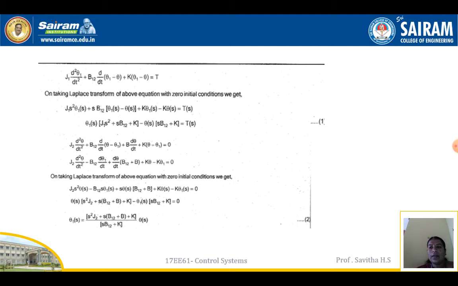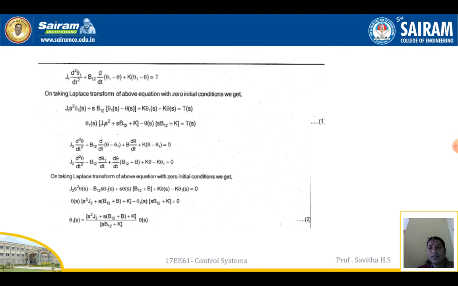So taking the Laplace transform, J1 s squared theta 1 of s plus s into B12 (theta 1 of s minus theta of s) plus K into theta 1 of s minus K theta of s is equal to T of s. So taking the common factor theta 1 of s, (J1 s squared plus s B12 plus K), then minus theta of s into (s B12 plus K) is equal to T of s. So call this equation 1.